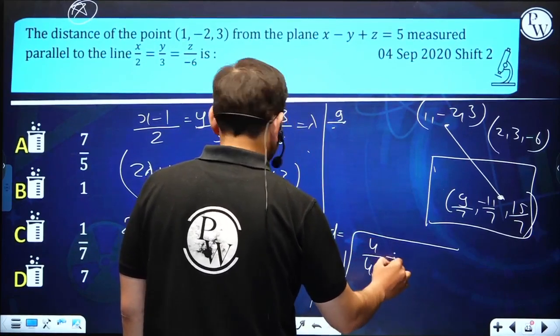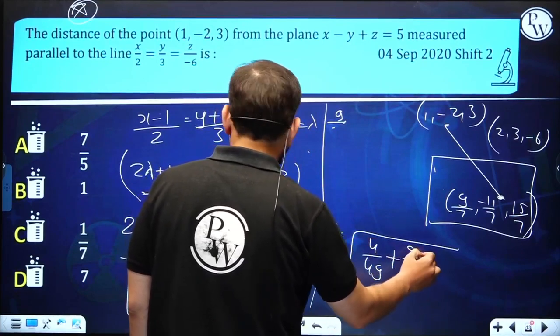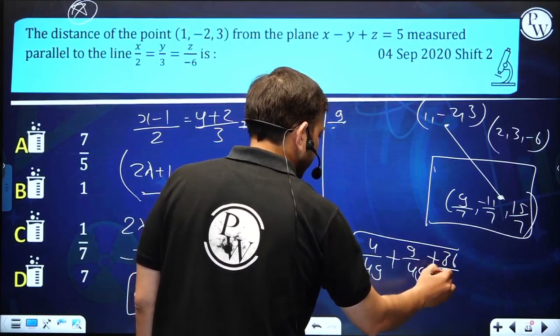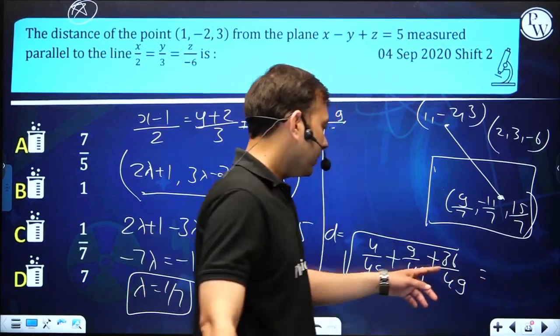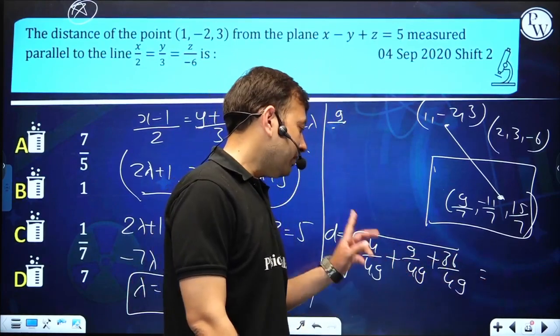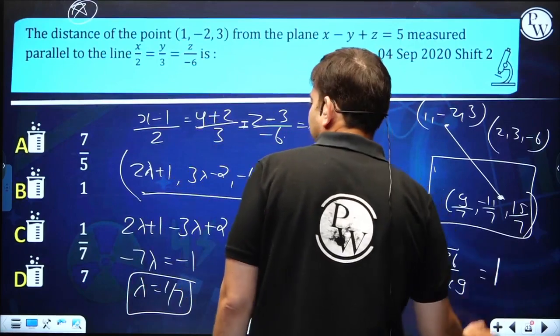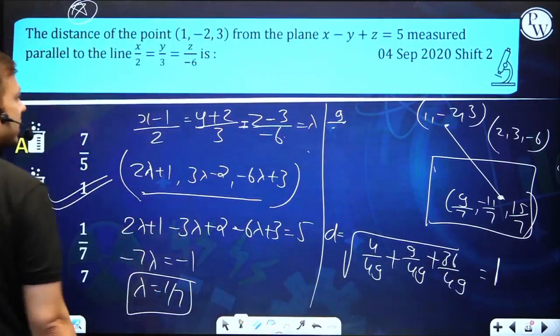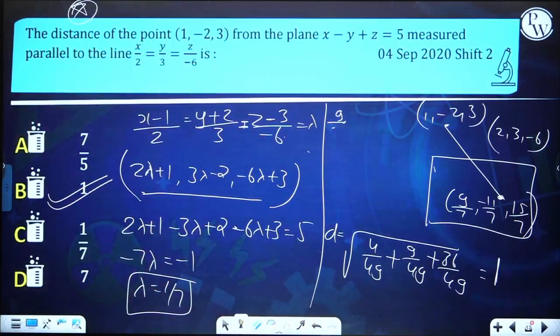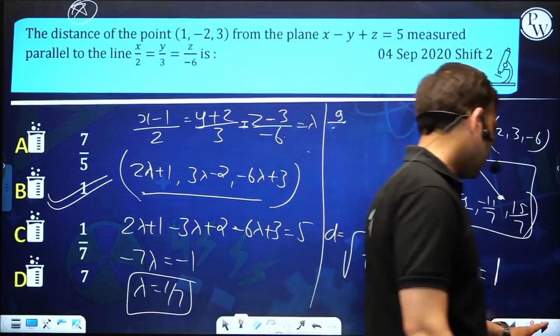4 by 49 plus 9 by 49 plus 36 by 49. It will be 36 plus 9, 45. 45 plus 4 is 49. So answer will be 1. B option. As simple as that. Very simple question, which we have already discussed. Understood? I hope things are clear. Okay, now moving on.